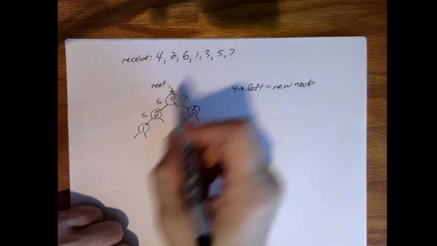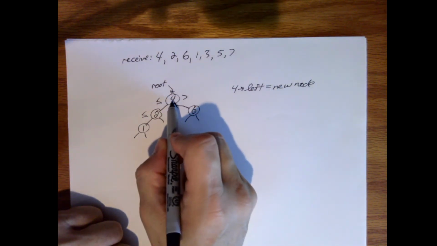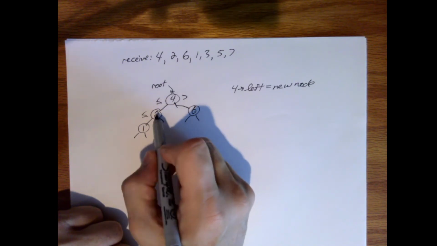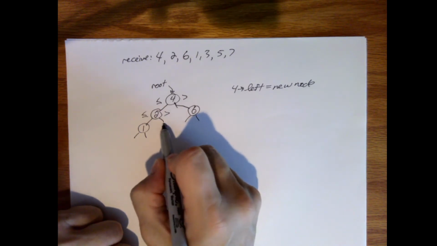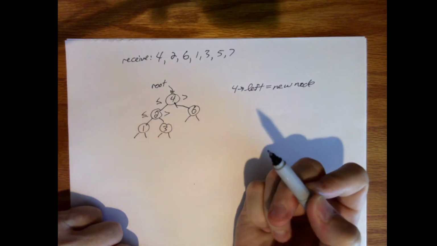I get 3. That's less than or equal to 4. But this is not null, so I need to move down a level. 3 is greater than 2. Is the right child of 2 equal null? Yes. So I can attach 3 right here.